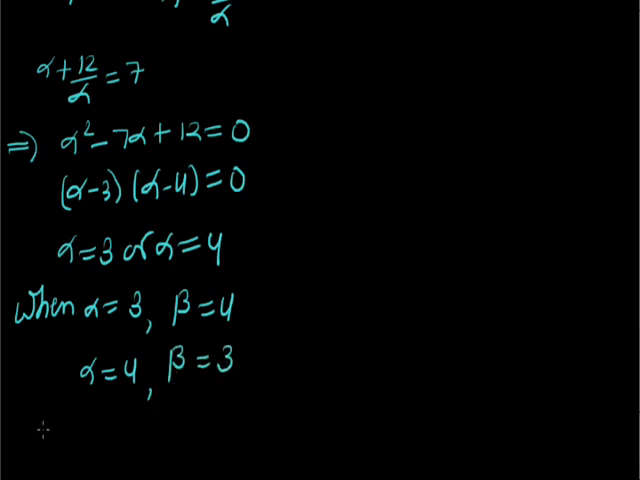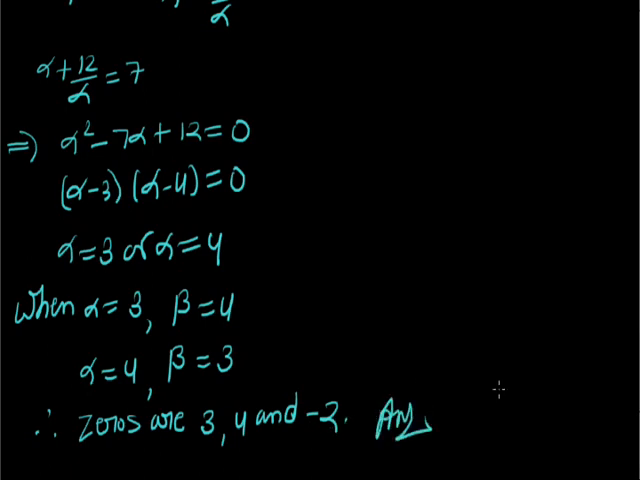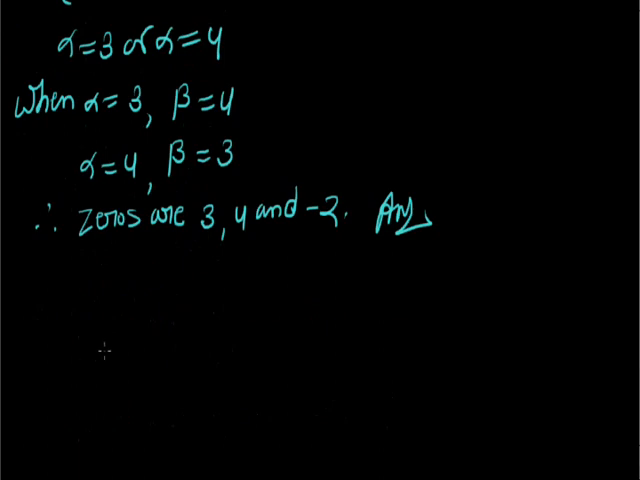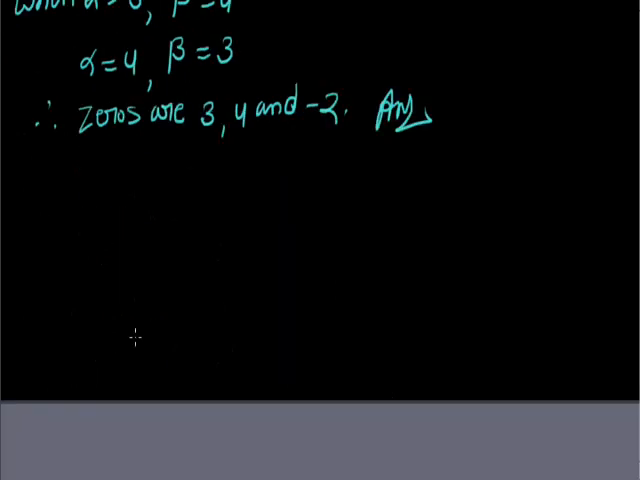Okay, so here we can write, the zeros are 3, 4 and minus 2. That is our final answer. So in this way we have used the relation between the zeros and coefficients of a cubic polynomial. Now let us solve a few more problems based on this topic.